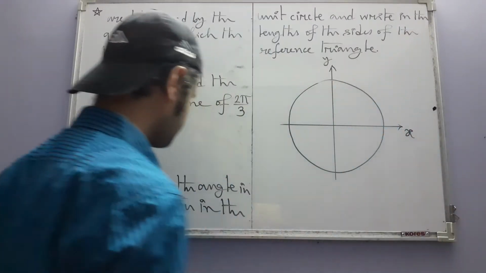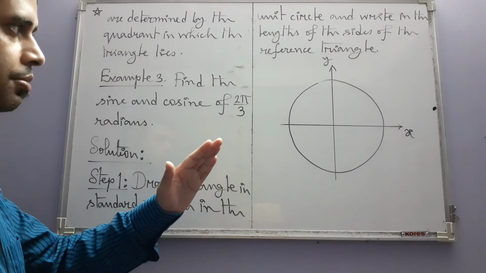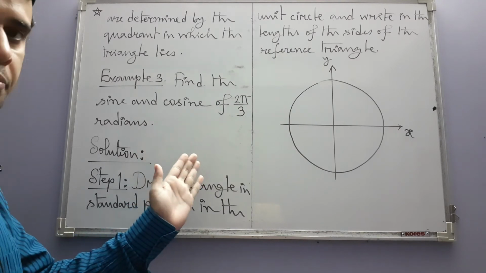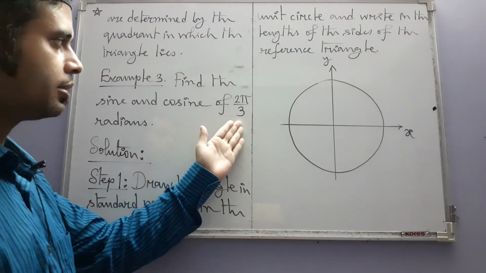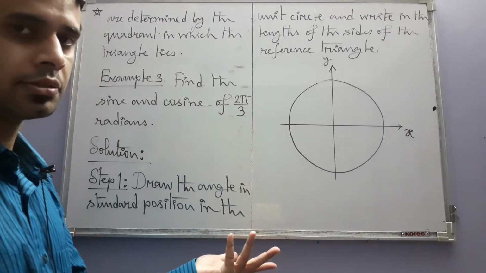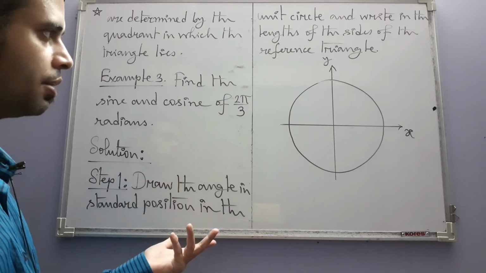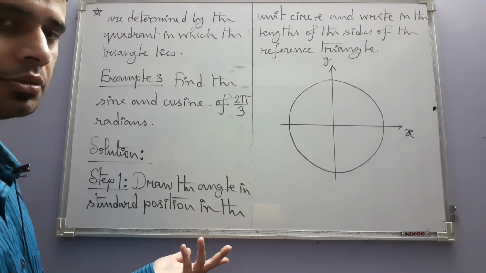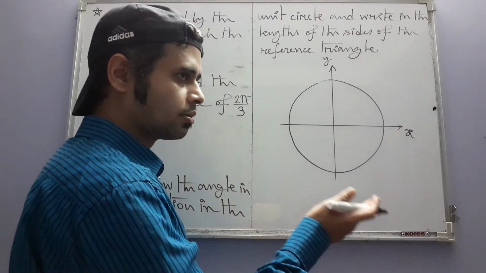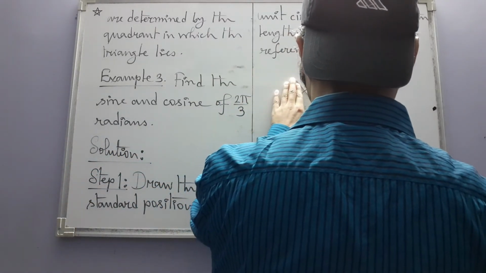So 2 pi divided by 3 radians is an obtuse angle. Pi by 3 radians corresponds to 60 degrees. So that means 2 pi by 3 will be 120 degrees, and that is greater than 90. So that's why it is obtuse.